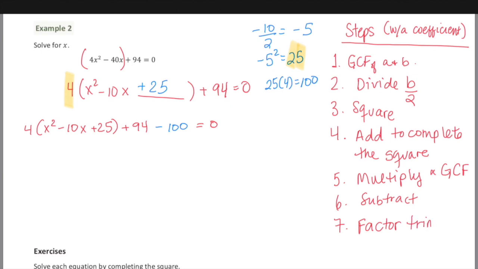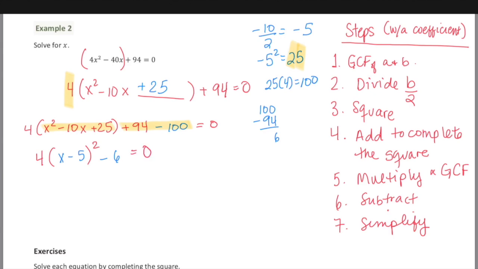Then I'm going to factor the trinomial and combine like terms, and we're just going to call that step simplifying. And so I'm going to end up with 4 times, open your parentheses, x minus 5 squared, minus 6 equals 0. Now remember, we're not just factoring. This is actually calling for us to solve. So that means we have to give an answer, x equals one thing or the other.